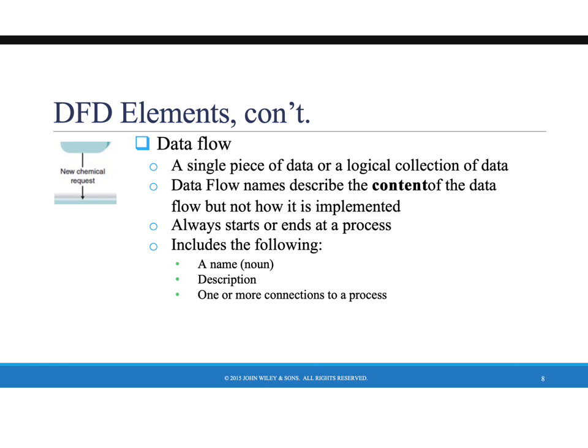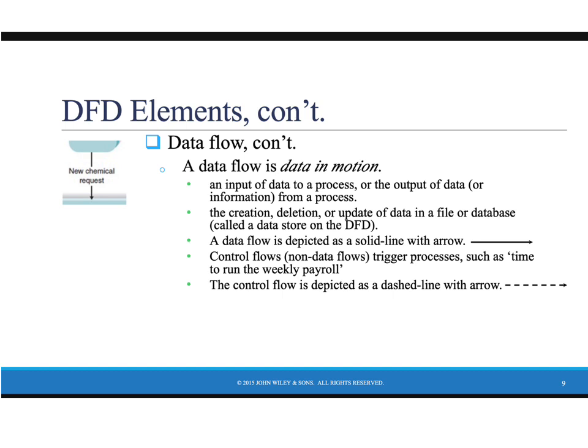Then we have a data flow. A data flow can be described as data in motion, an input of data to a process or output. It can also be a creation, deletion, or update of data in a file, that is a database. It is usually depicted as a solid line with an arrow. Note also that there is what we call a control flow, which is depicted by a dotted line. This can be used to trigger a process, such as time to run a weekly payroll.